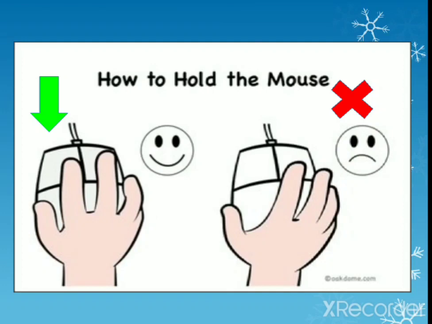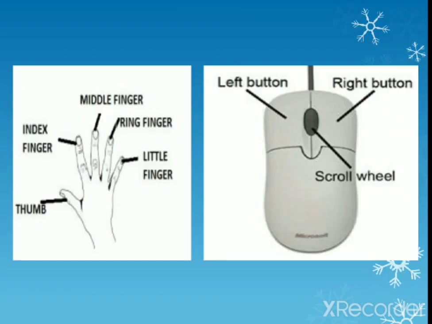In the second picture you can see they have kept both fingers on the right mouse button, which is wrong. We cannot operate the mouse like this. The first picture, in which you can see that you have made a V, is the correct picture. Fine.